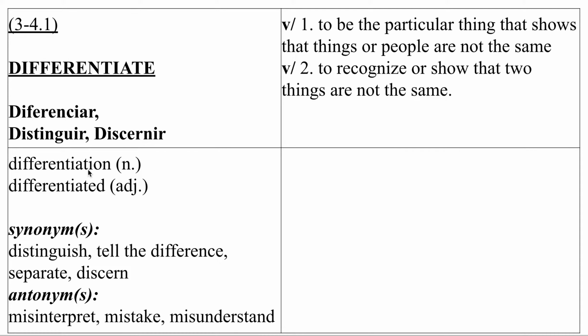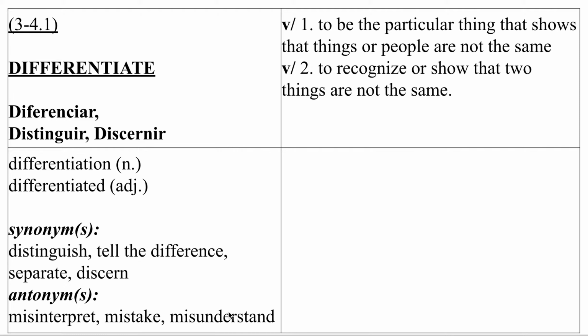Here are some word families. Differentiation is a noun. Differentiated is an adjective. Synonyms: distinguish, tell the difference, separate, and discern. Antonyms, we could say misinterpret, mistake, or misunderstand, because if you don't understand, you don't understand the difference.